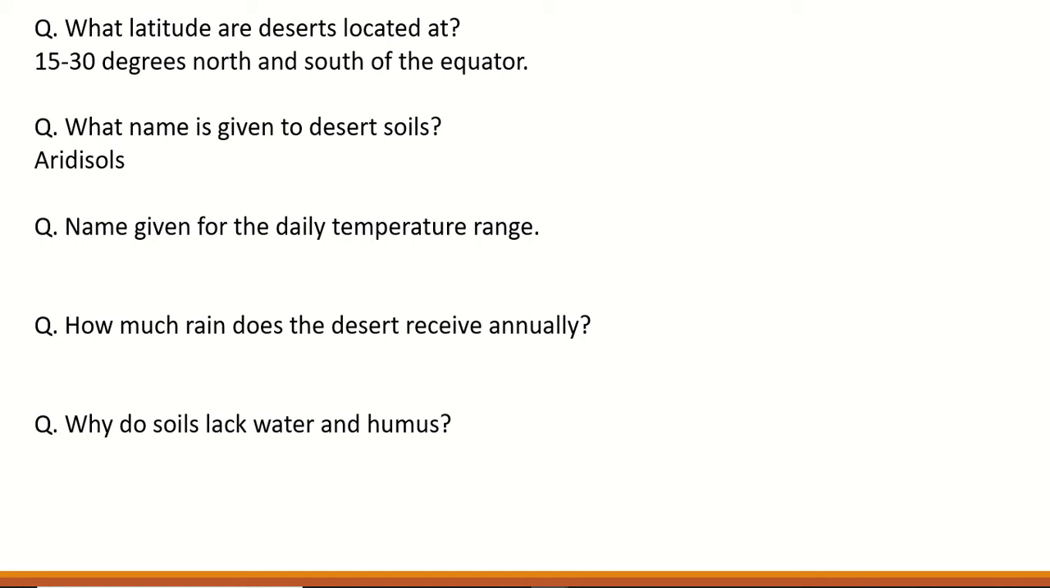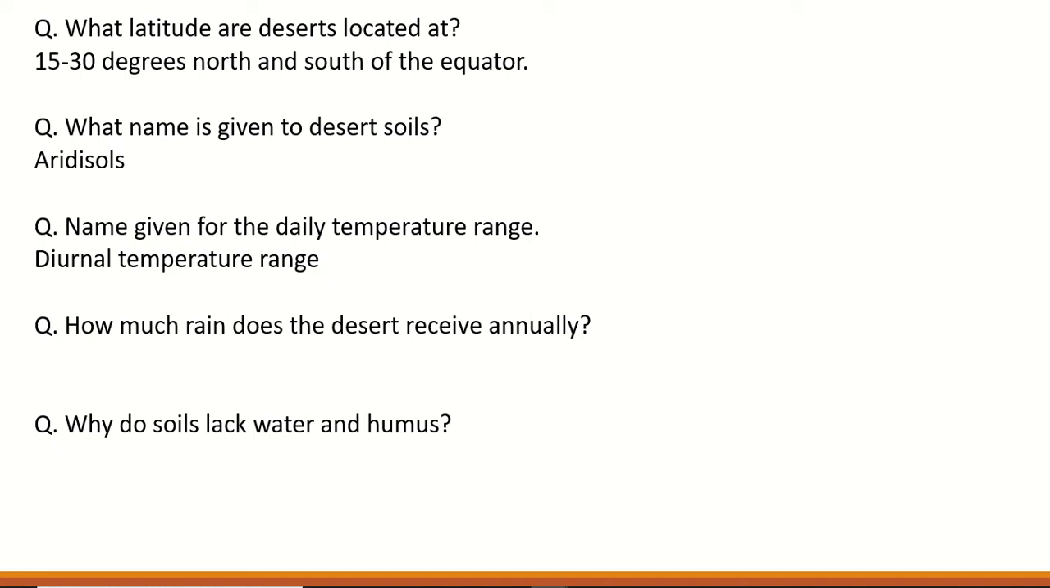Question three: what name is given for the daily temperature range? Deserts have a high daily temperature range. What's the name given to this? It's the diurnal temperature range. So deserts can have a diurnal temperature range of about 40, even sometimes 50 degrees Celsius. It can be like -10 at nighttime. It can be 30 or 40 degrees during the day.